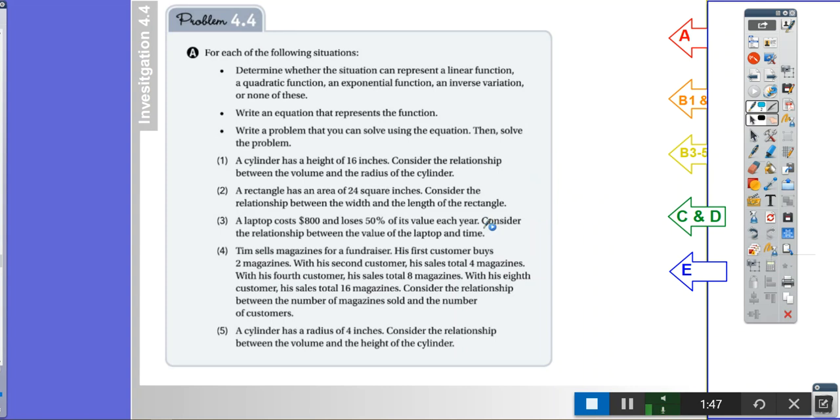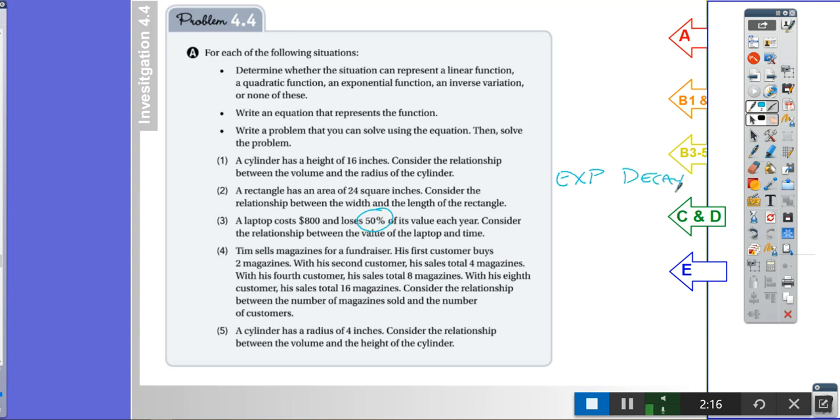For problem number 3, we have a laptop that costs $800, and it loses 50% of its value each year. That's depressing. Consider the relationship between the value of the laptop and time. Well, given that stat, I think I'm going to buy last year's model every time. Well, we know that when we're dealing with a loss of a percentage, we're talking about an exponential decay situation.